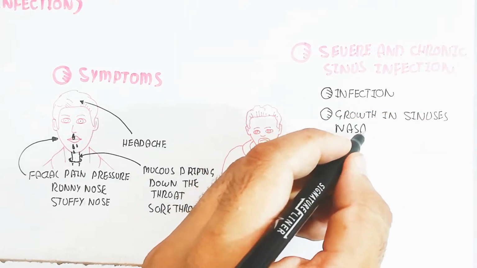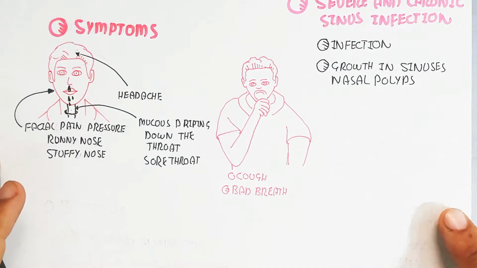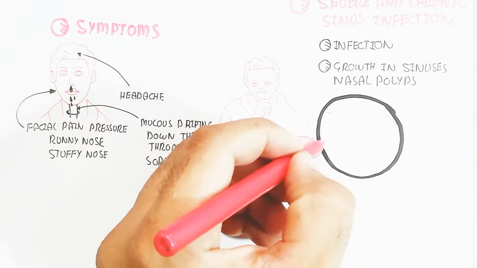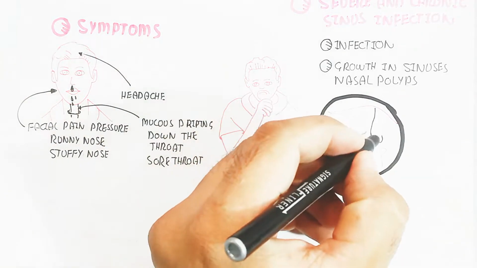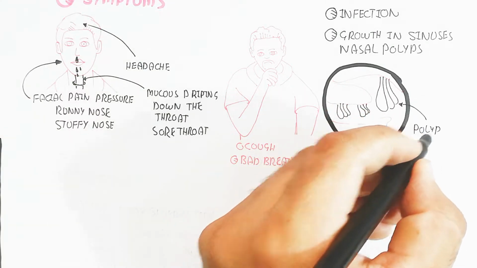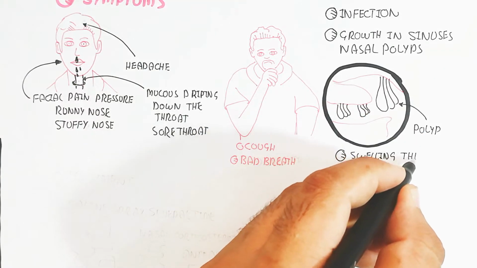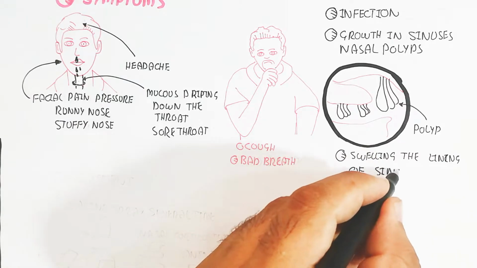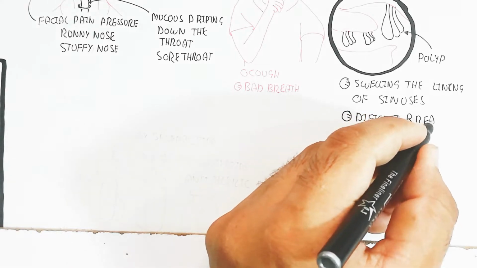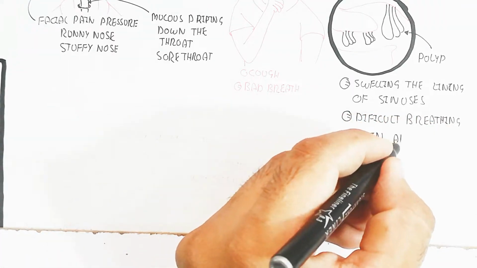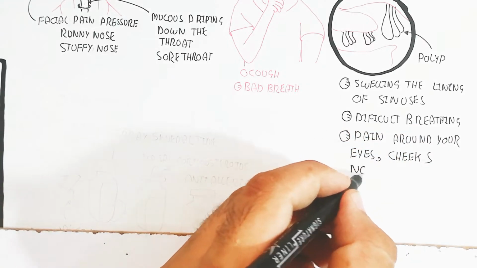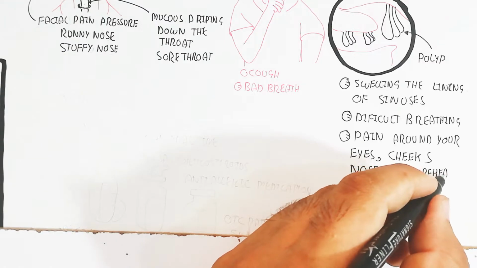The severe and chronic sinus infection will include growth in the sinus of nasal polyps. The polyp means an outgrowth of the nasal sinuses, and swelling of the lining of the sinuses. There will also be difficult breathing, and pain around your eyes, cheeks, nose or forehead. So this is a severe and chronic sinusitis, sinus infection.